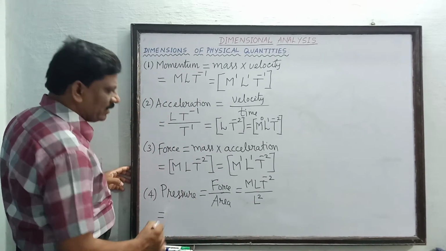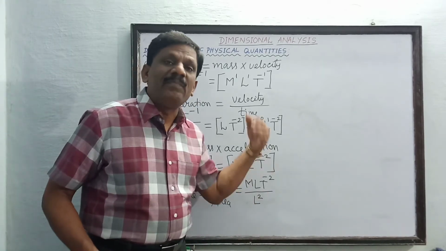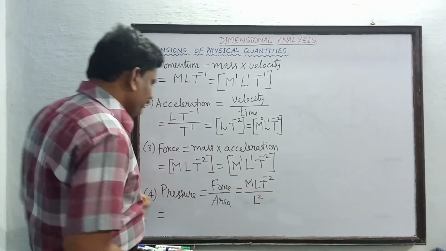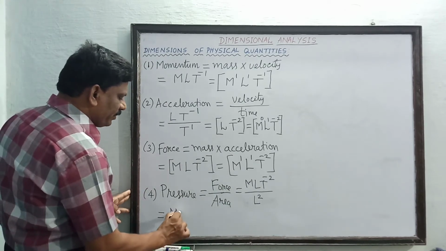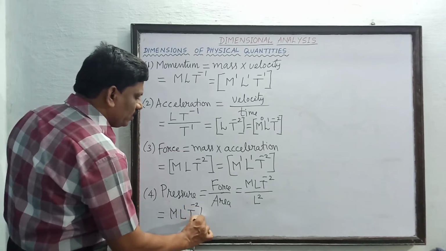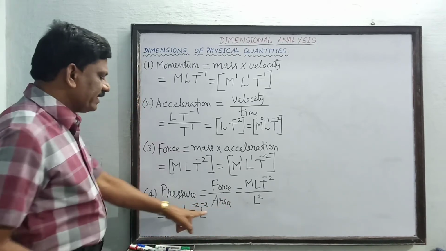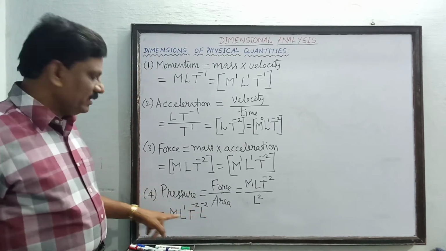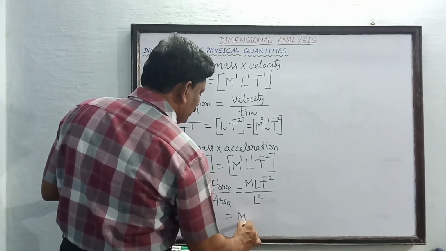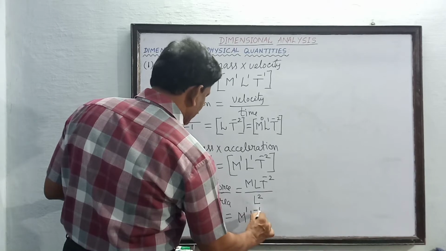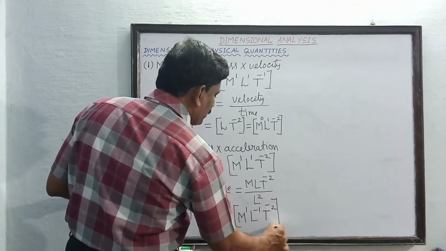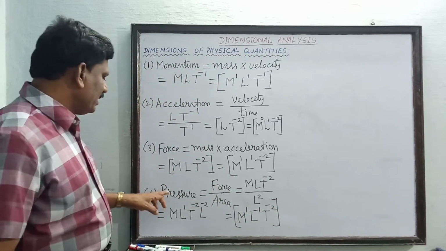So this is now equal to this L square is coming up as L power minus 2, is it not? Already there is L power 1. So this is equal to M L power 1 T power minus 2 into L power minus 2. So this L power minus 2 and 1 will become L power minus 1. So this is now equal to M power 1 L power minus 1 T power minus 2. So this is the dimensional formula for pressure.